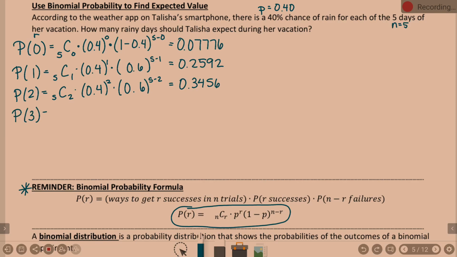Probability of it raining 3 days. 5C3. 0.4 to the third. And 0.6 to the 5 minus 3, or in other words, 2. I'm assuming it's 0 point something. Yes. 0.2304.